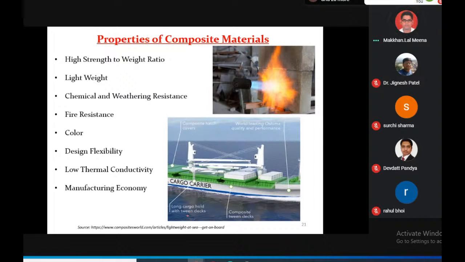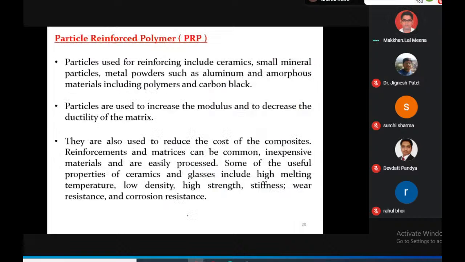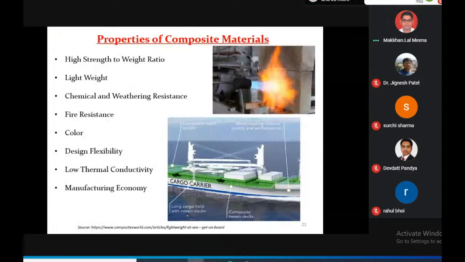So now, what are the properties of composite materials? These are the major properties of composite materials, and we will discuss them one by one. The first one is high strength to weight ratio. It means fiber composites are extremely strong for their weight.